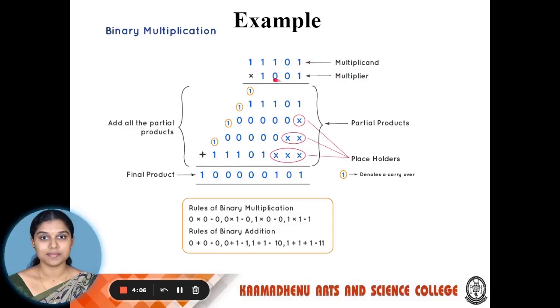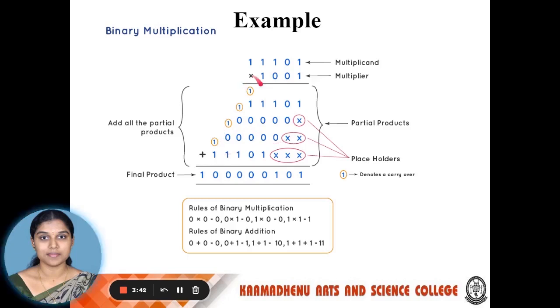11101, and the multiplier is 1001. Okay, we should start from 1. 1 into 11101 means the result will be 11101 and a 0. Next, I will take 0. Anything into 0 will be 0, right? So here the results are there.